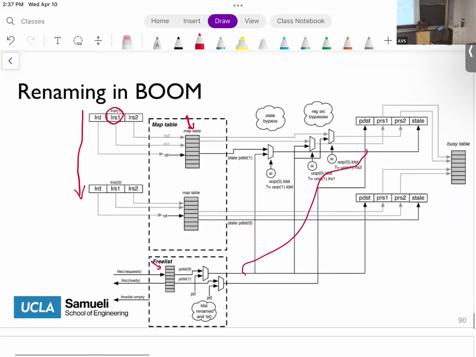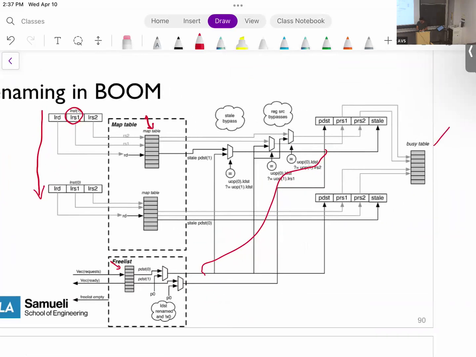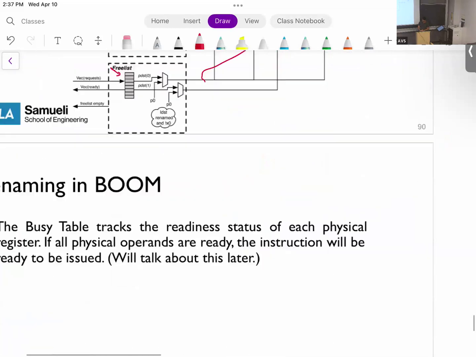And let me see. So there is also this busy table, and this busy table essentially tells you which registers are dependent and which registers cannot be freed. Those that are not busy anymore can go to the free list. So that's how we keep track of what is what.